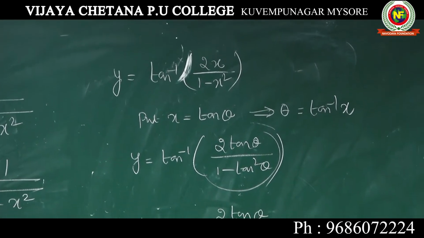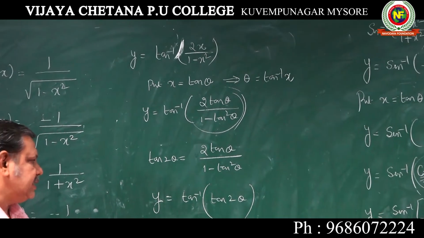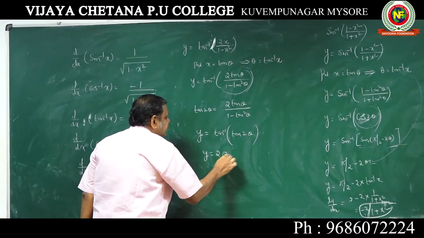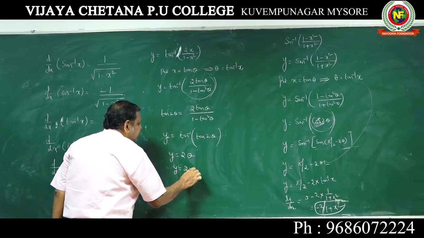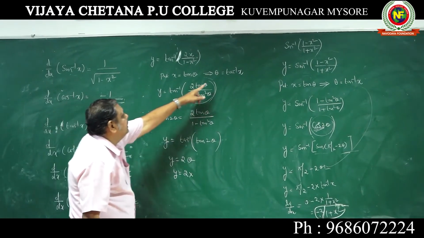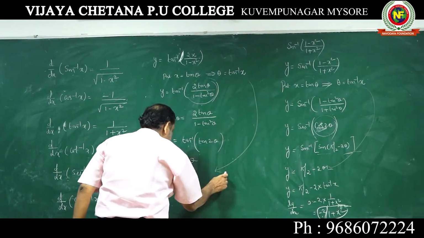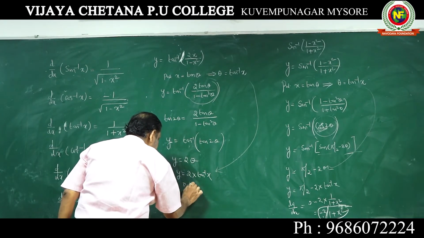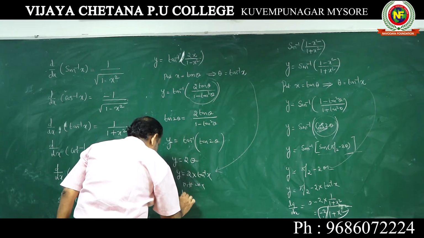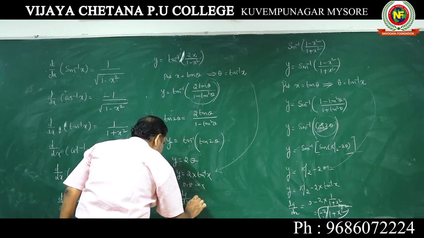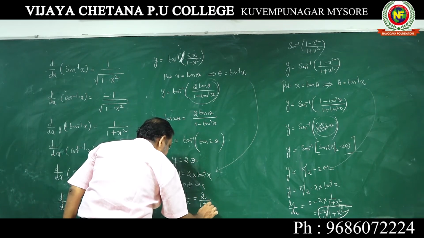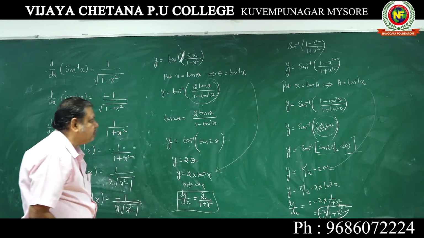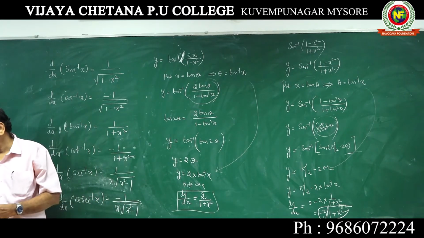Now tan inverse of tan x is x, so y is equal to 2 theta, or y is equal to 2 into theta. What is theta? Theta is tan inverse x. So you put tan inverse x. Now differentiate with respect to x. You will get dy by dx is equal to 2 over 1 plus x square, because differentiation of tan inverse x is 1 over 1 plus x square, and dy by dx is equal to 2 by 1 plus x square.